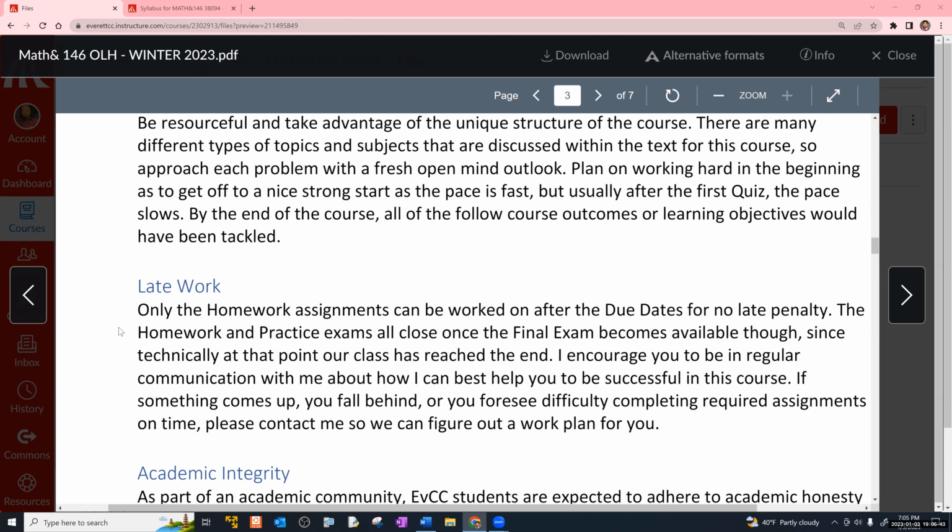If it opens on a Tuesday, the last day to work on the homework is Monday at midnight, 11:59 p.m. That's when the homework closes. I think it's March 14th is the final, or maybe March 13th is when it opens. Whatever day that is, it is the day before. That's when you can no longer work on the homework anymore.